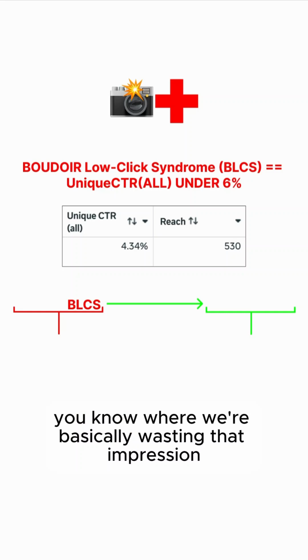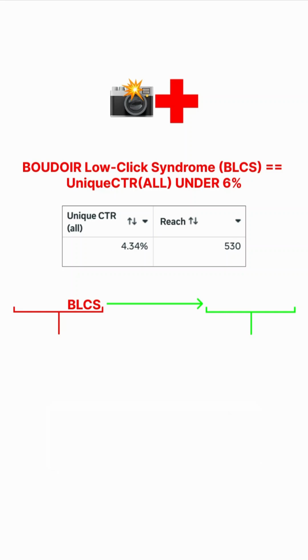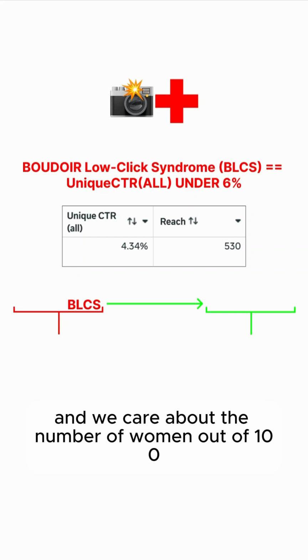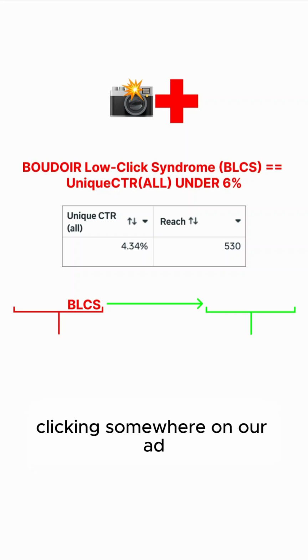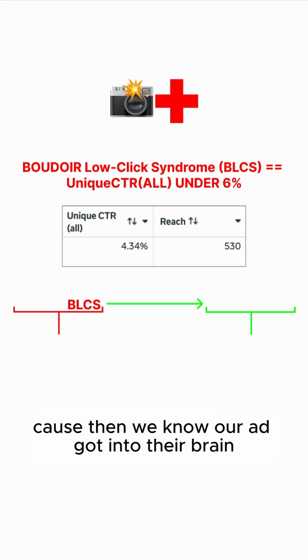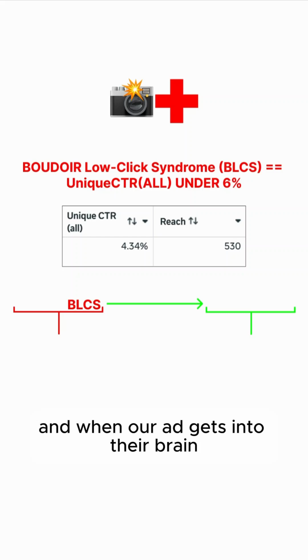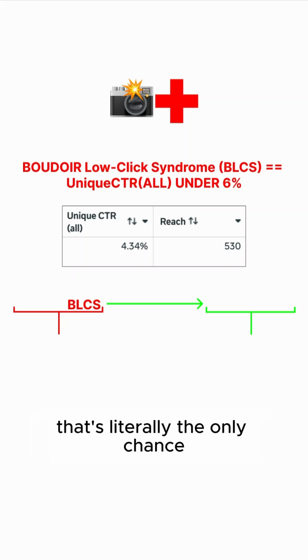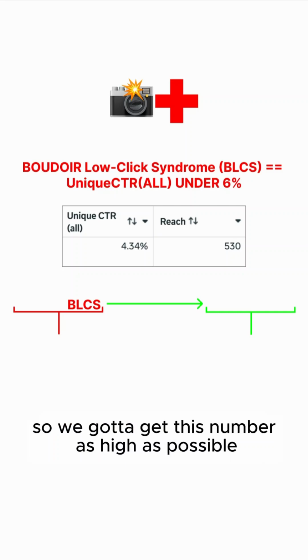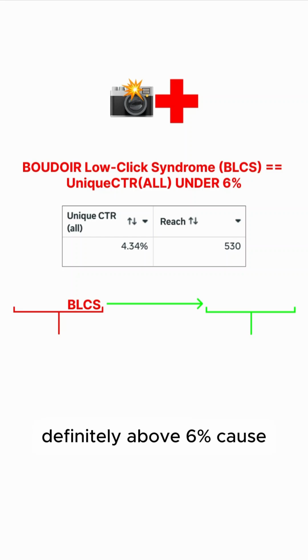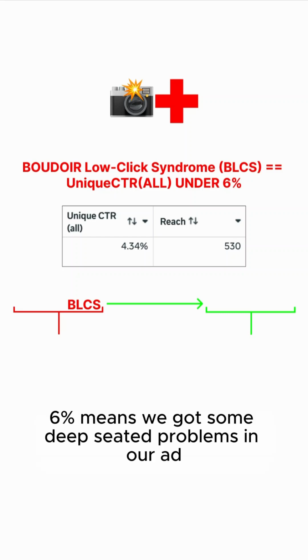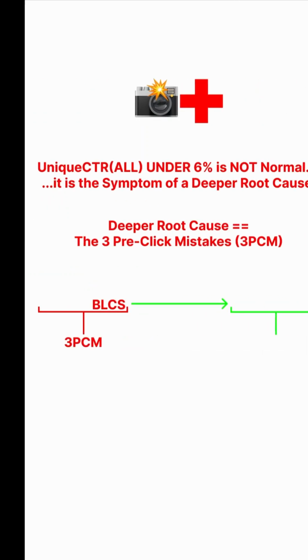where we're basically wasting that impression. And we care about the number of women out of 100 clicking somewhere on our ad because then we know our ad got into their brain. And when our ad gets into their brain, that's literally the only chance we have at them buying from us. So we got to get this number as high as possible, definitely above 6%, because 6% means we got some deep seated problems in our ad.